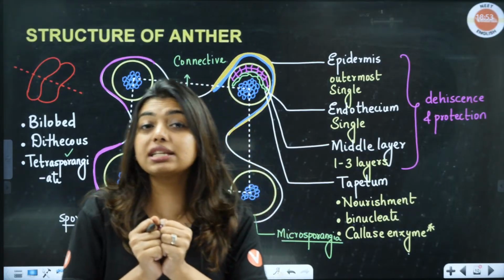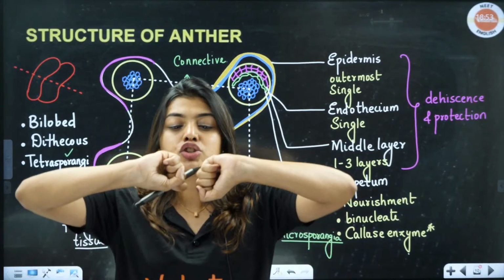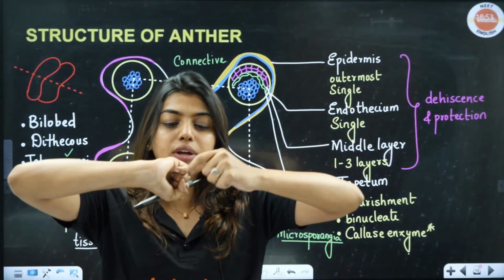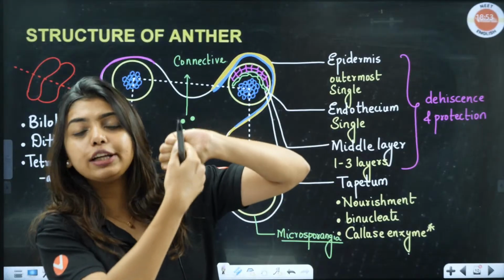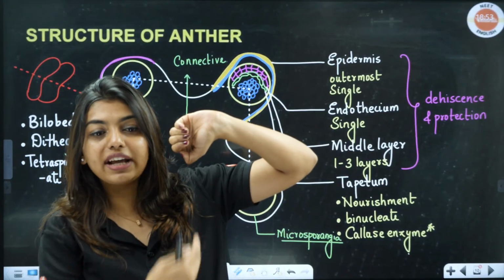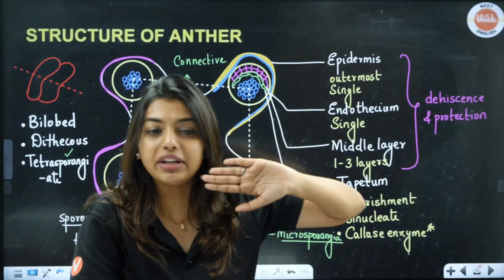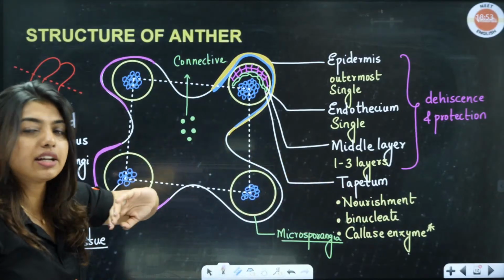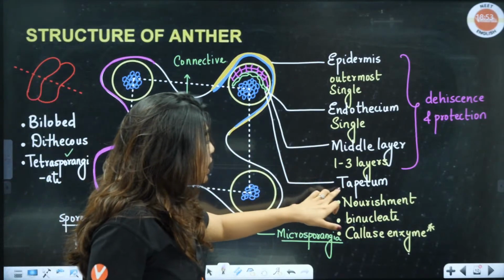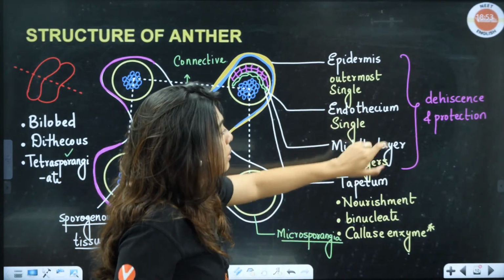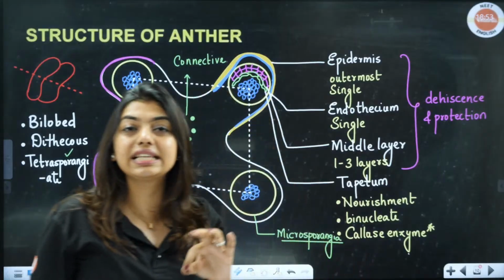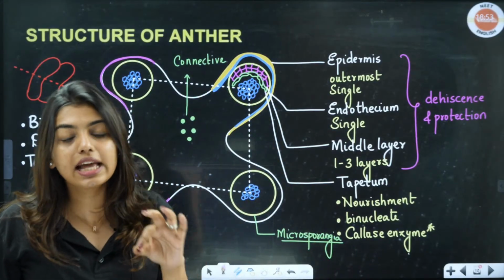So this process is what we call dehiscence. Let's assume the anther is like this. There's a line of dehiscence. Take one hand, there's a line of dehiscence. So that line of dehiscence will be there and all the pollen grains will get released. Understood? Now the epidermis, endothelium and middle layer are going to do the job: dehiscence and protection.